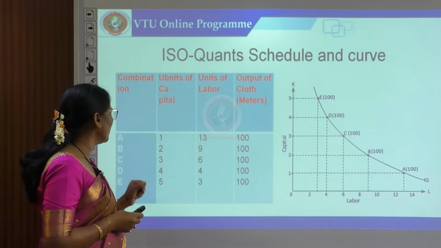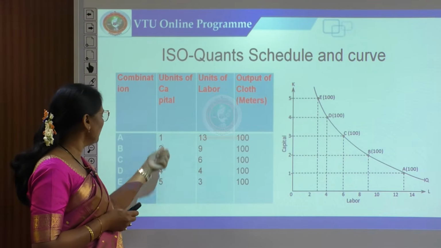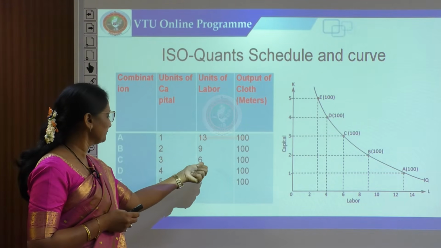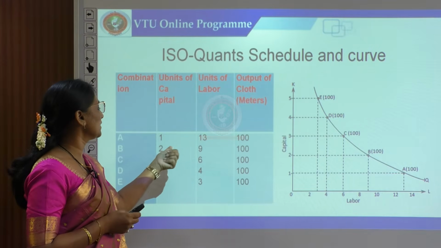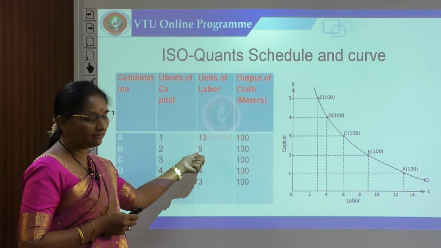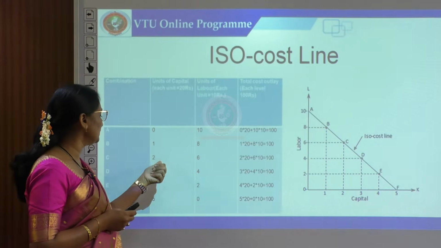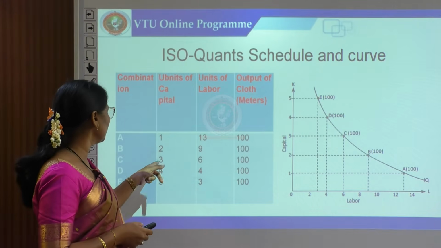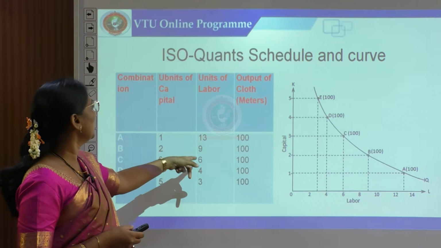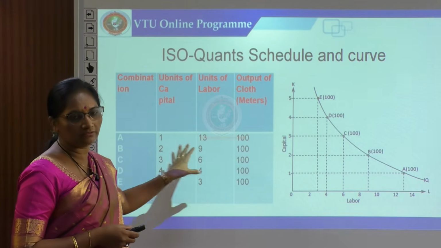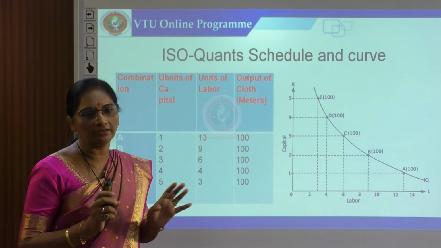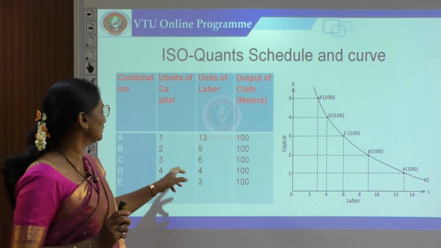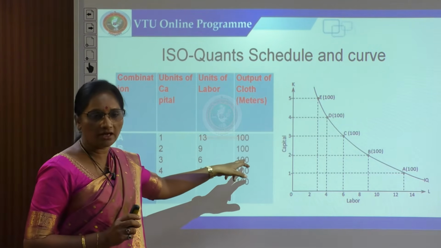If you go with the C combination, here the capital is 3 and labor is 6. This is also a little bit labor oriented, a second level of labor oriented industry. But here, in the C combination, 3 capital and 6 labor, it is a middle level kind of thing, meaning they are balancing capital and labor equally. So that combination is also producing 100 units.